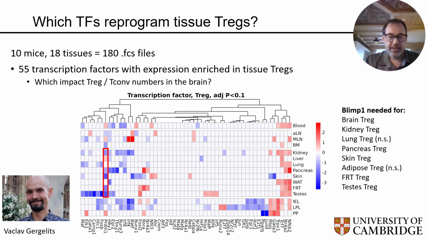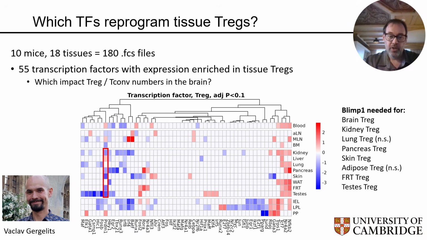Now, how about transcription factors? Here again, we've got this single experiment where we've got 55 different transcription factors knocked out. We're looking at multiple different tissues, and we can see which of these transcription factors, when you knock them out, give you a significant defect in getting into a particular tissue. Now, the gene that comes up the most commonly is that of BLIMP1. It is required for entering the brain, the kidney, the pancreas, the skin, the female reproductive tract, and the testes.